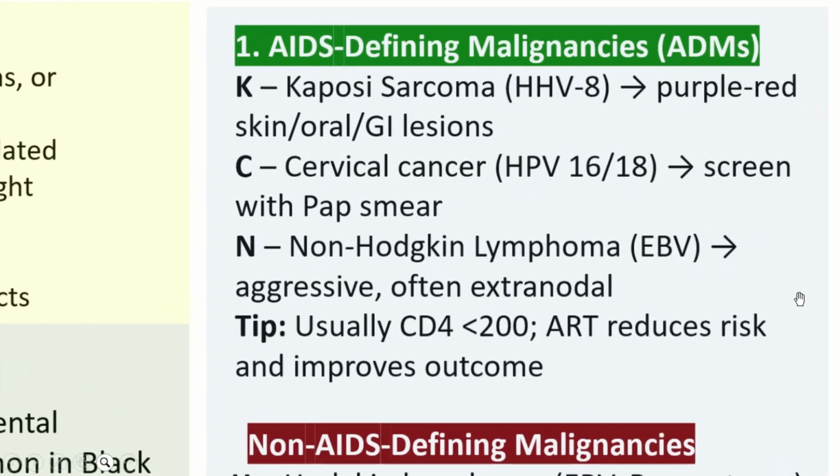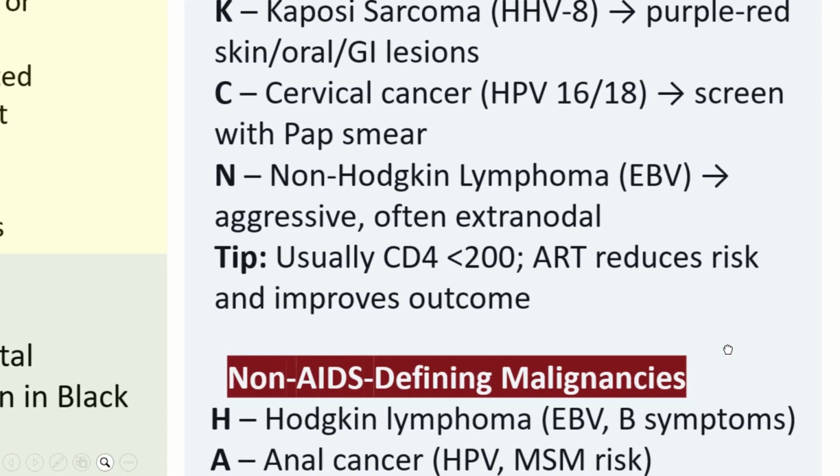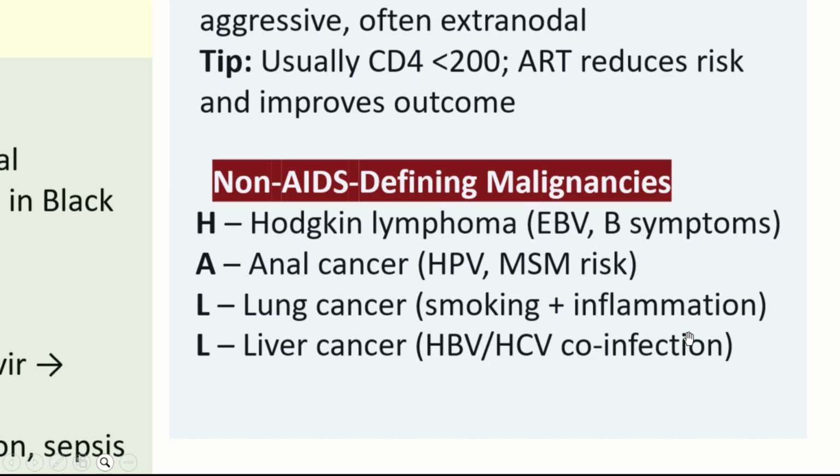So we have the AIDS-defining malignancies. The first one we have is Kaposi sarcoma, and this one is going to appear as purple-red lesions that are going to be in the skin, the oral cavity, or in the GI system when you do endoscopy. Then we have cervical cancer. It is also an AIDS-defining malignancy, and you have non-Hodgkin's lymphoma, which is mostly aggressive and often extranodal. So these usually occur at CD4 counts that are less than 200, and initiation of antiretroviral therapy sometimes reduces the risk of us getting these malignancies, as well as improving the outcomes of a patient.